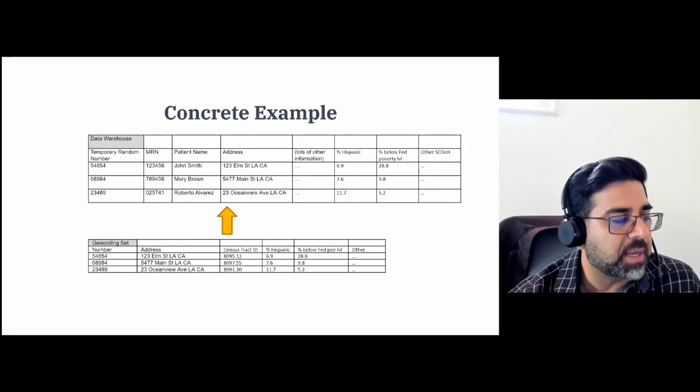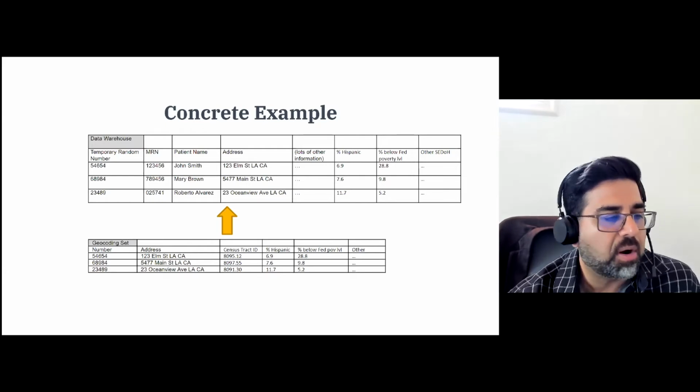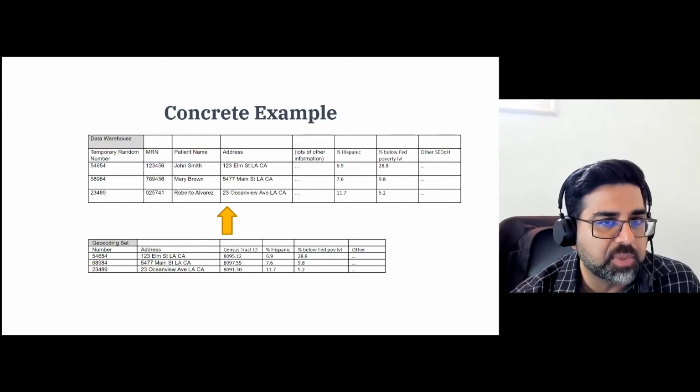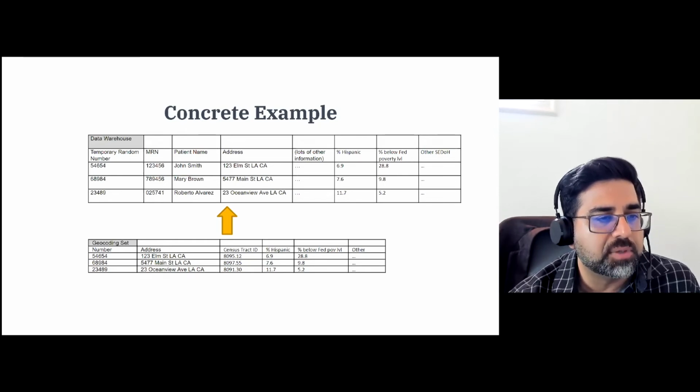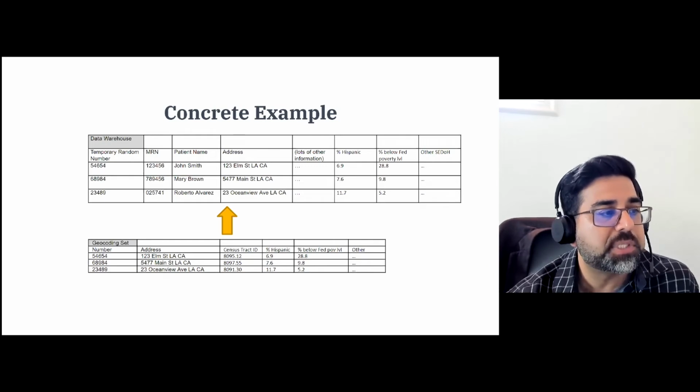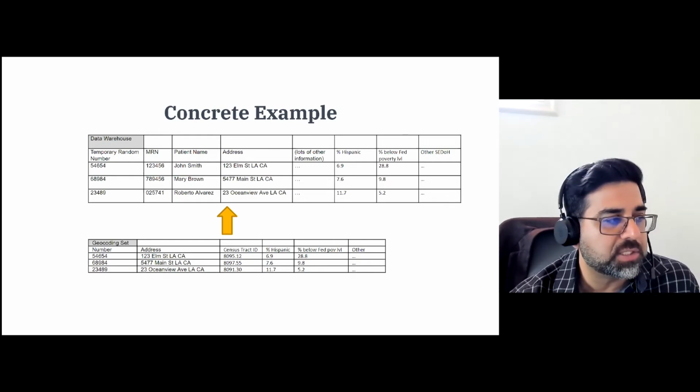So we basically now have an MRN, the patient name, the address, all the other clinical information that was there. We didn't add that, but now, as an example, the demographic or the income level or the other social environment determinants of health variables, we're able to add specifically to that patient and their last known address.